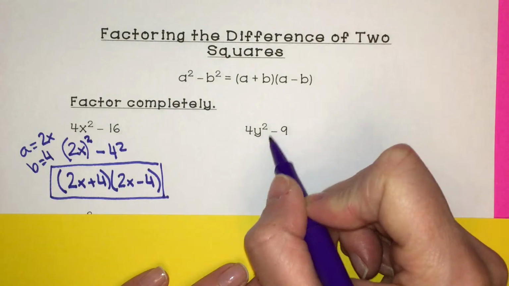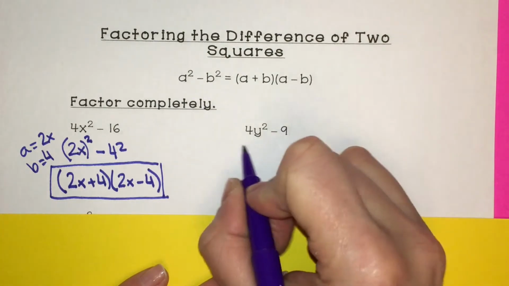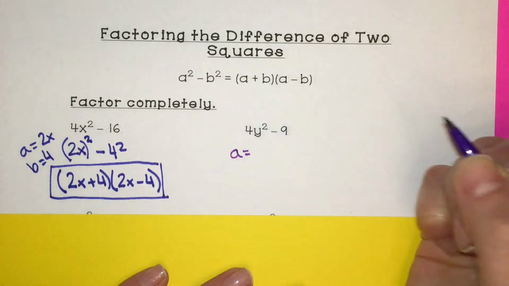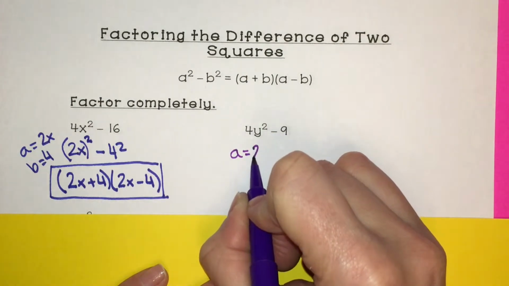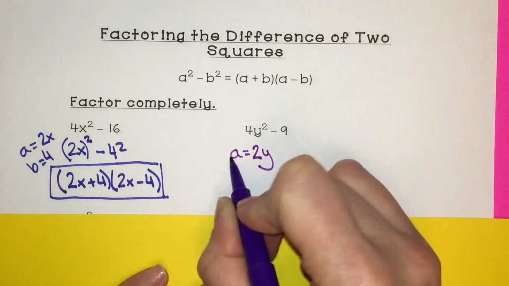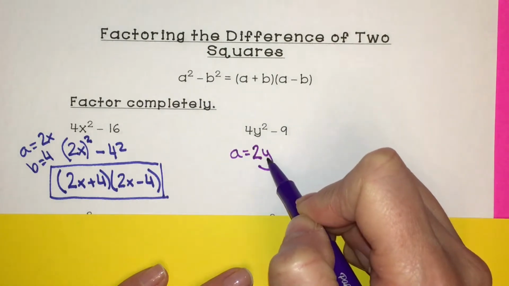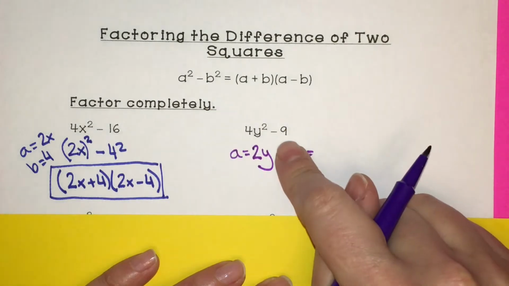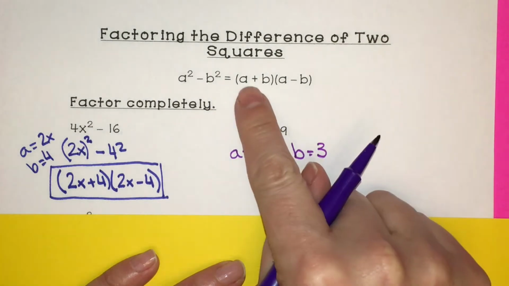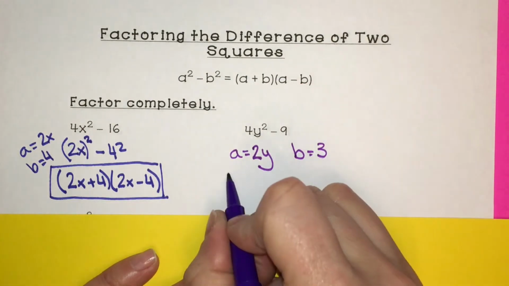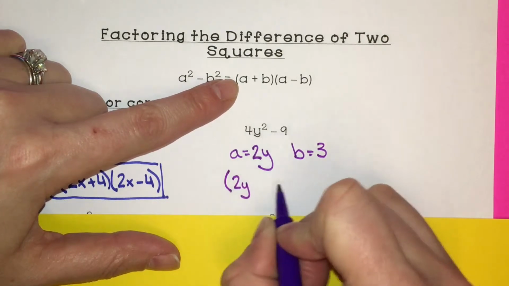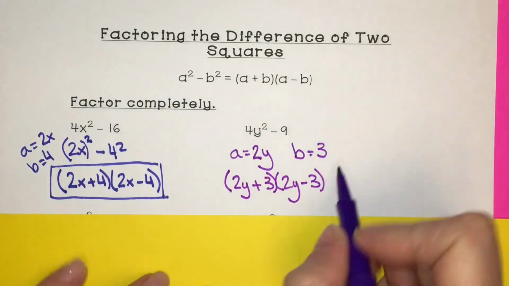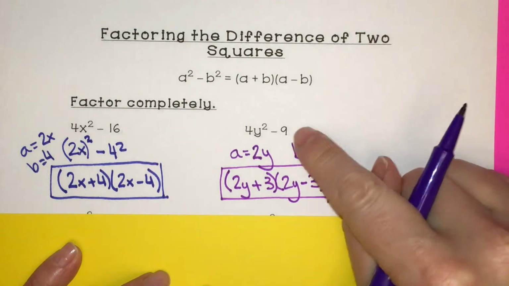Okay, we have 4y squared minus 9. Well, to figure out what a is, I have to figure out what squared equals 4y squared. Well, I know a is equal to 2 times 2 is 4, and y times y is y squared. So I know my a value is 2y. Because if I do 2y squared, it would give me 4y squared. I know my b value is 3 because 3 times 3 is 9. Now I'm just going to plug it into this formula here, and I am left with 2y plus 3 times 2y minus 3. And that is my polynomial factored.